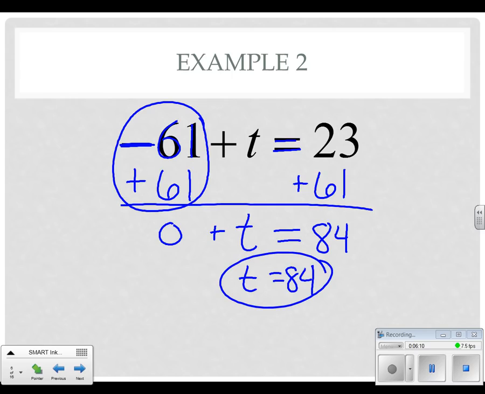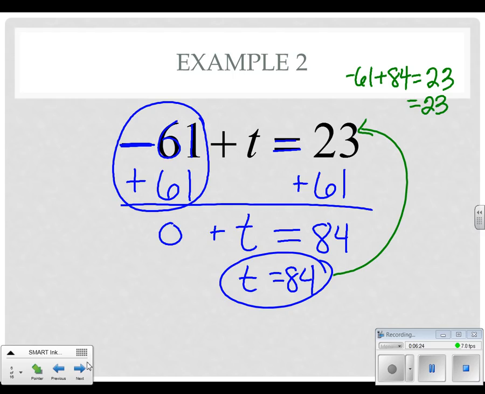Before going on to the next problem, we come up here and plug it into our original. Negative 61 plus t, which we're saying is 84. Is that the same as 23? I know negative 61 plus 84, I find the difference and keep the sign of the greater. It's the same on both sides, so this means this is correct.